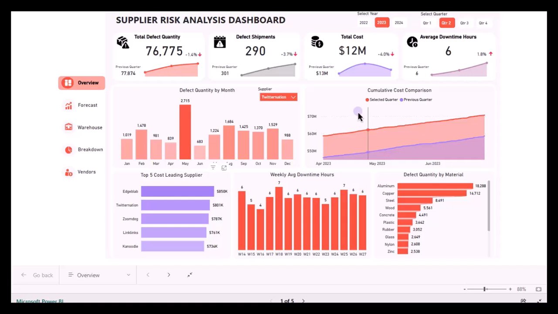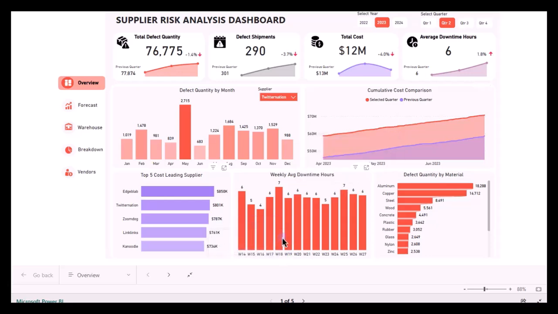After that, we have cumulative cost comparison. This graph compares total cost for the selected quarter, red, versus the purple quarter, which is shown in purple. You can clearly see the upward trend in cost this quarter, helping you plan budget adjustments or renegotiations.